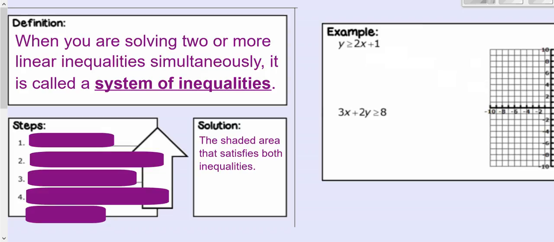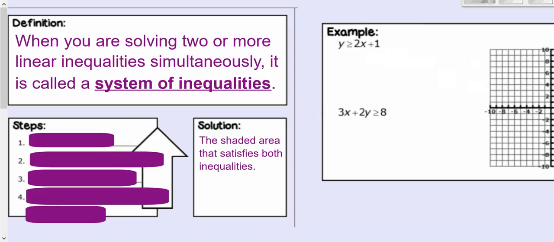To have an idea of what a system of inequalities is: the definition of a system of inequalities is when you are solving two or more linear inequalities simultaneously, it is called a system of inequalities. You can pause to write that definition down. And then we're going to go over the steps to solve a system of inequalities.